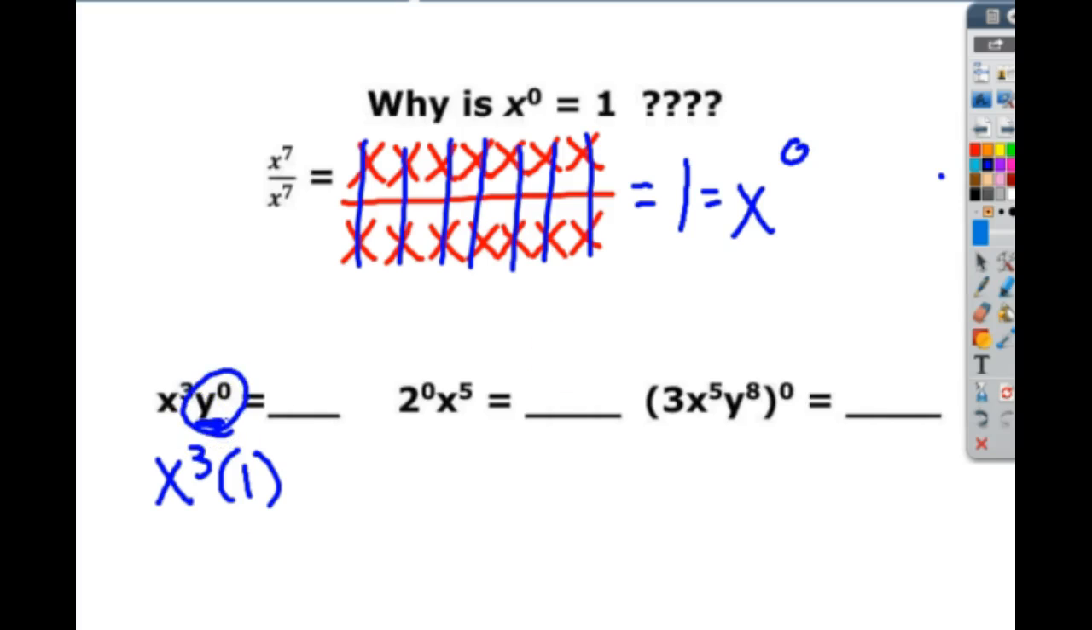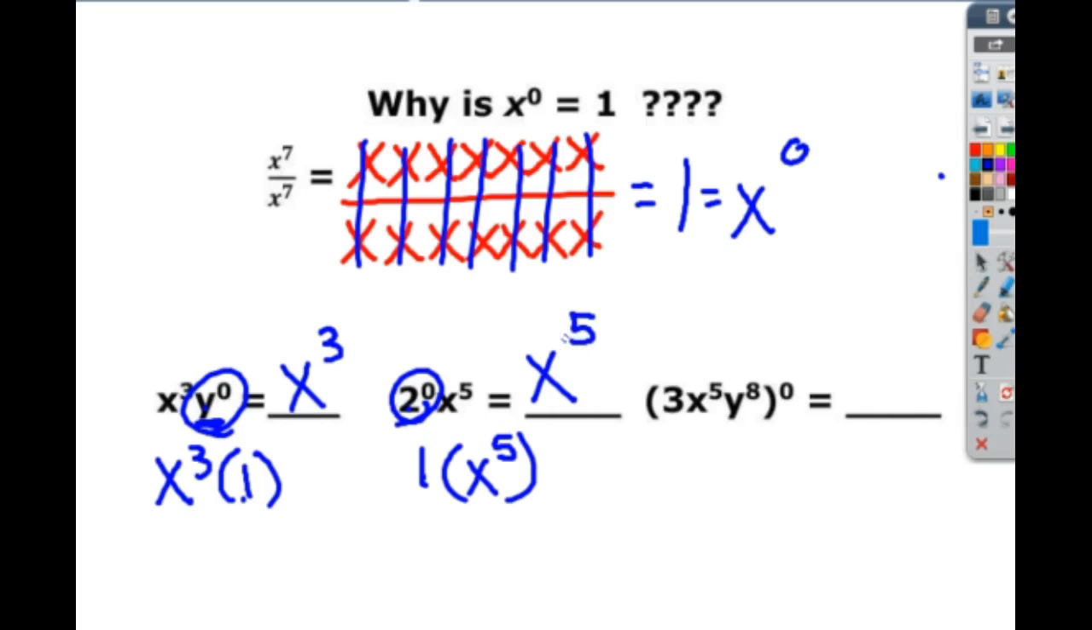Anything raised to the 0 power is equal to 1, because that means all the y's got canceled out and there weren't any left. All the 2's got canceled out. Anything raised to the 0 power is equal to 1. All of that stuff is raised to the 0 power. So the answer is just 1.